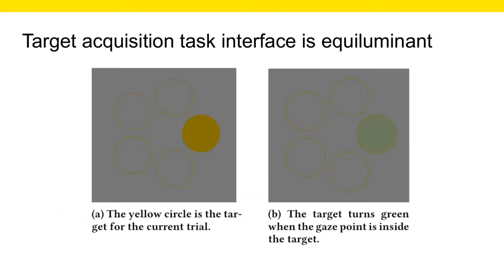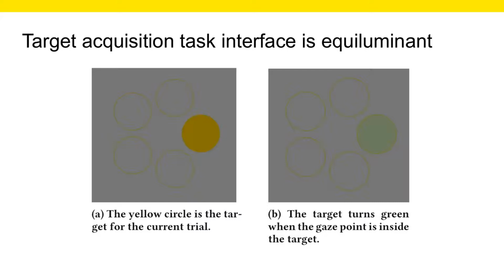In the second session, we used the GoFitts software to conduct our Fitts' law experiment. Here is an example screenshot of it. The yellow circle is the target. We can see it in Figure A. The participant steers the cursor to the target using gaze.